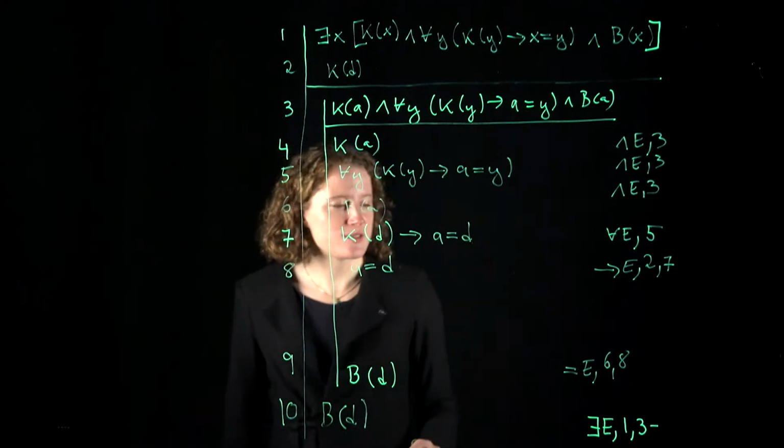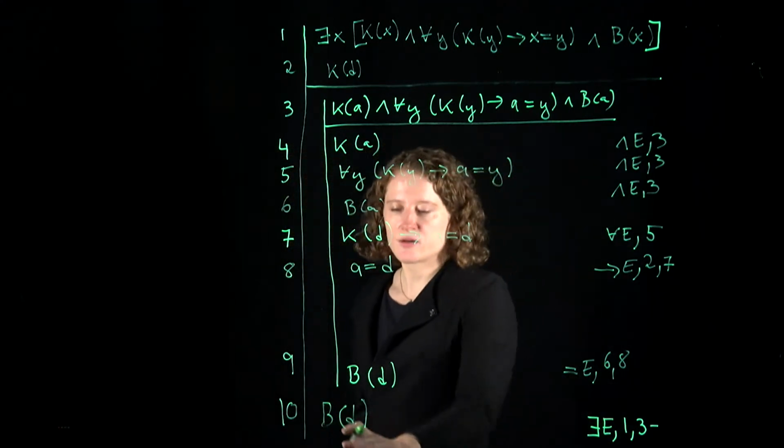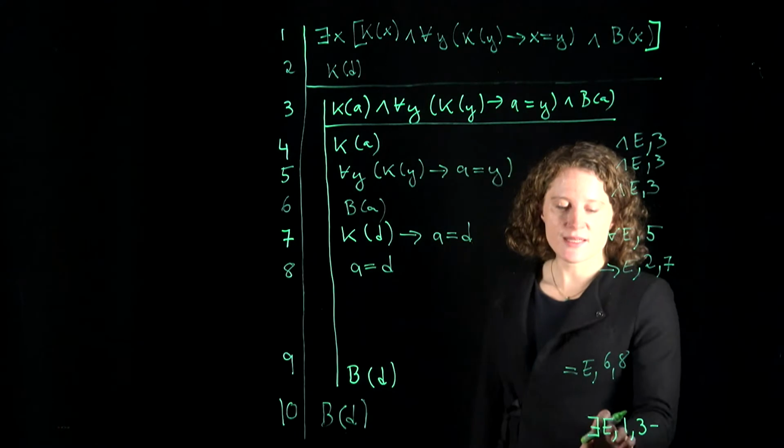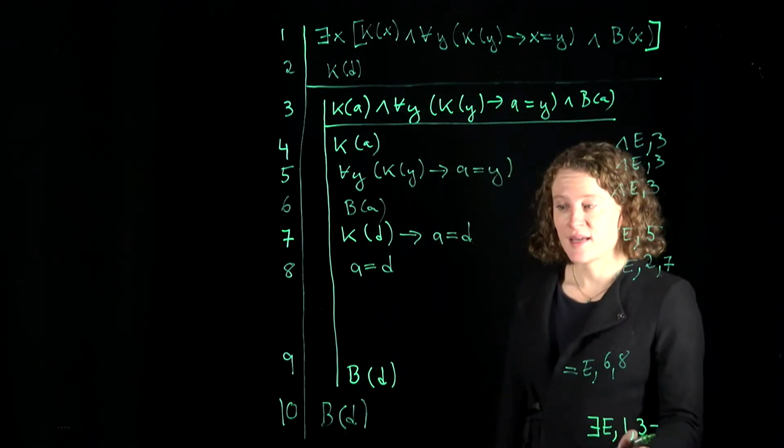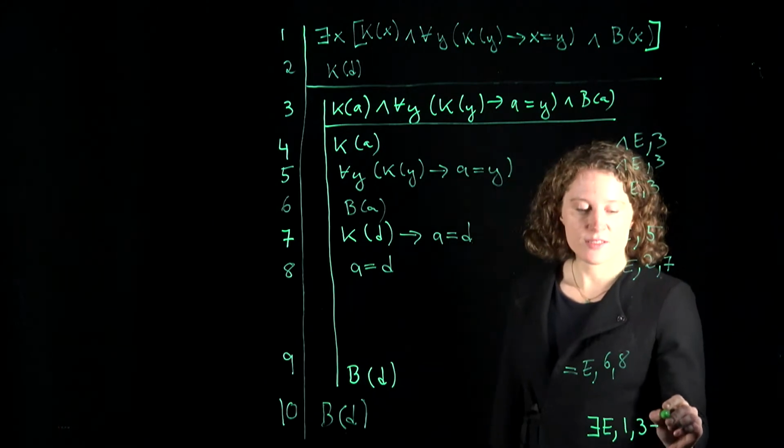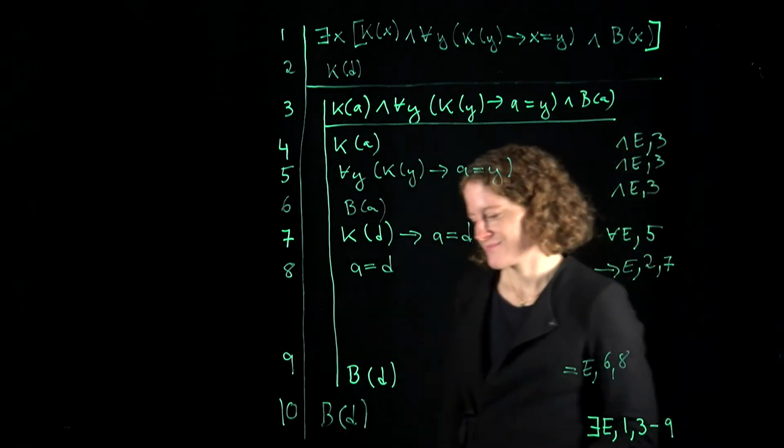Now I only need to fill in the final gap, so we can conclude that BD, using existential elimination, applied to line 1 and the subproof from 3 to 9. And that's it.